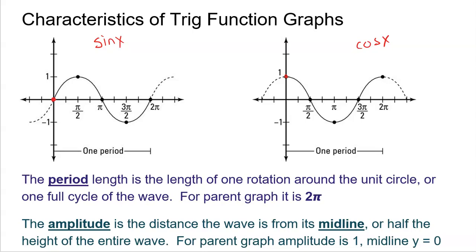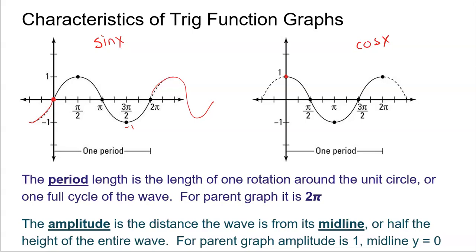Again, think about going around that unit circle. For sine, I start at 0. At pi over 2, I reach my max. At pi, I'm back at half circle, and I'm back to 0. At 3 pi over 2, I reach my min at negative 1. And then at 2 pi, I'm back to 0. That's one period, one full wavelength. And then that period just repeats itself in both directions. But one full period is 2 pi.